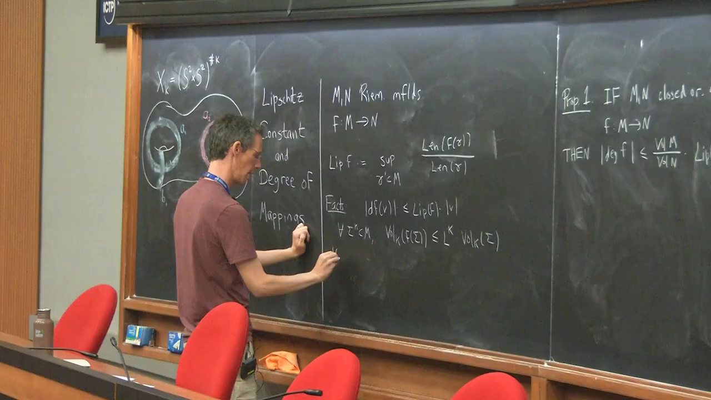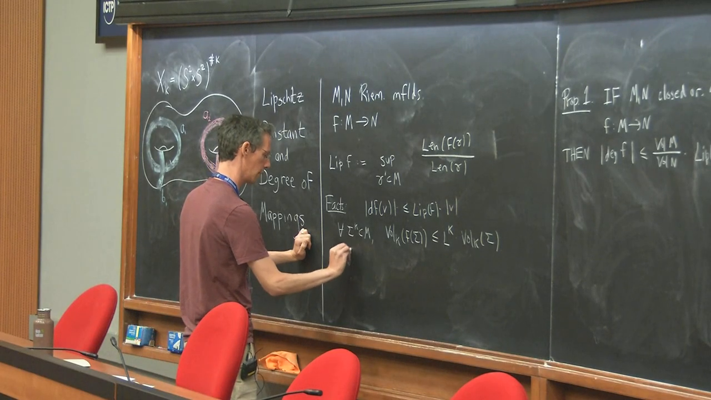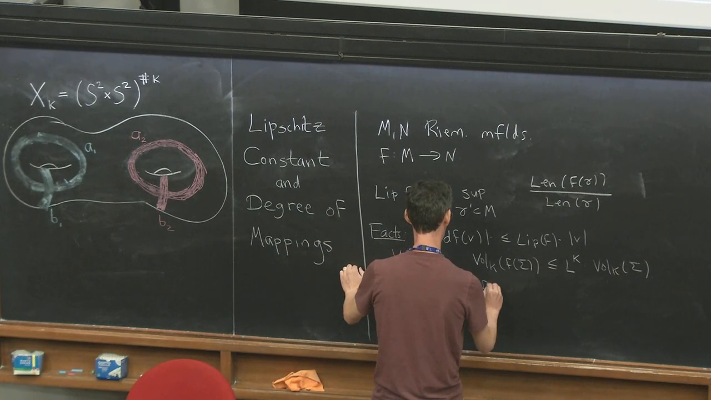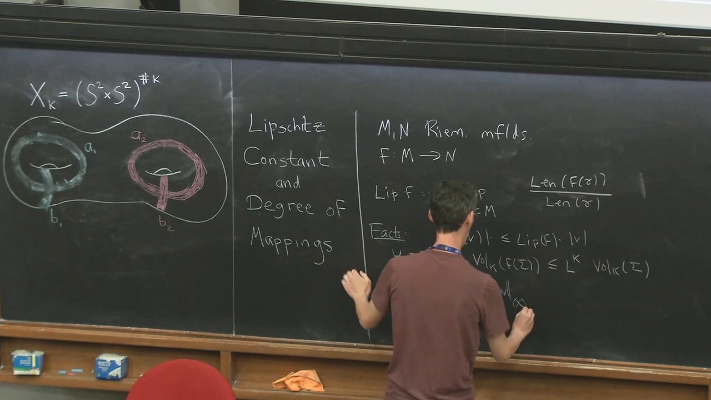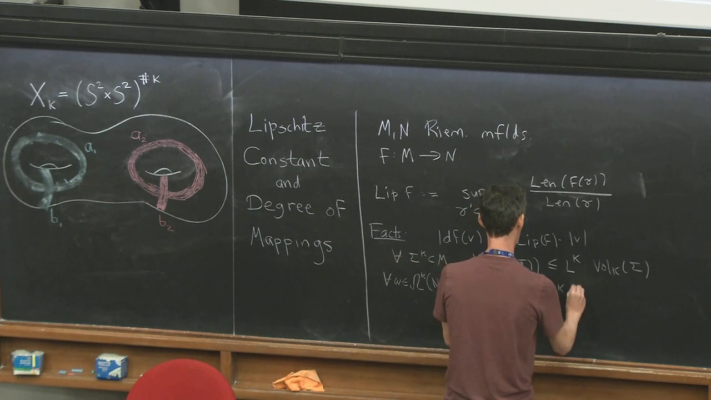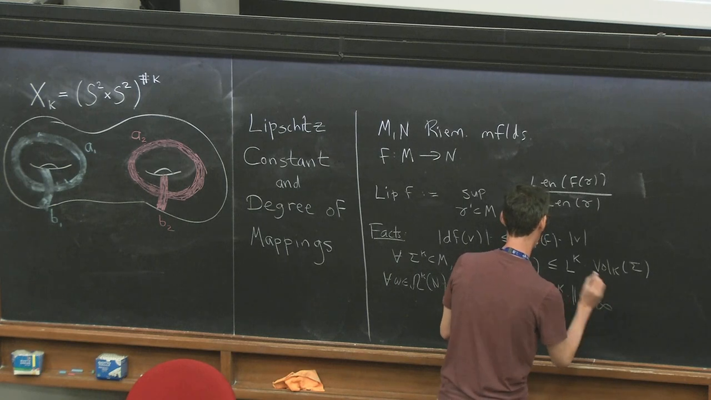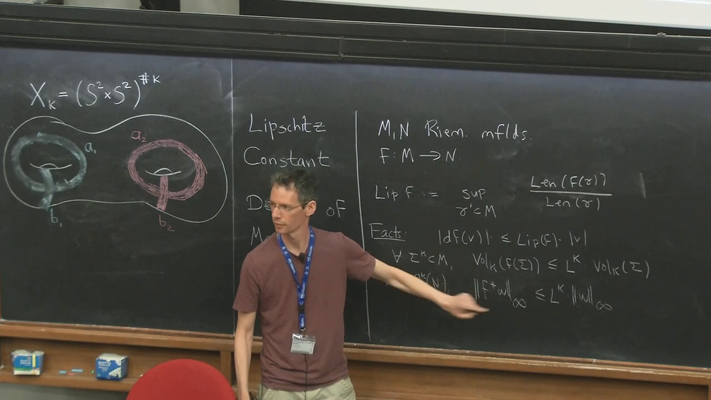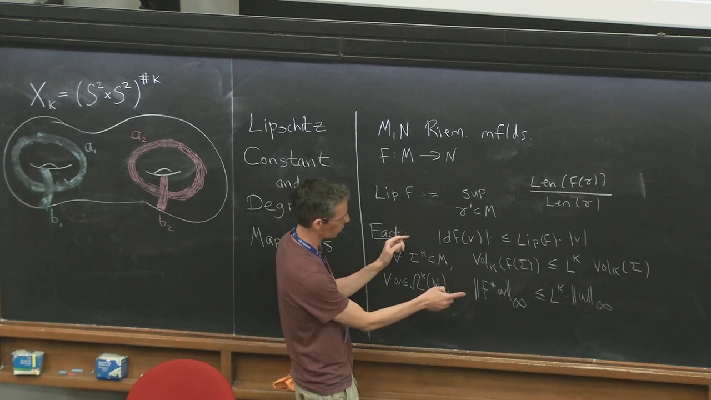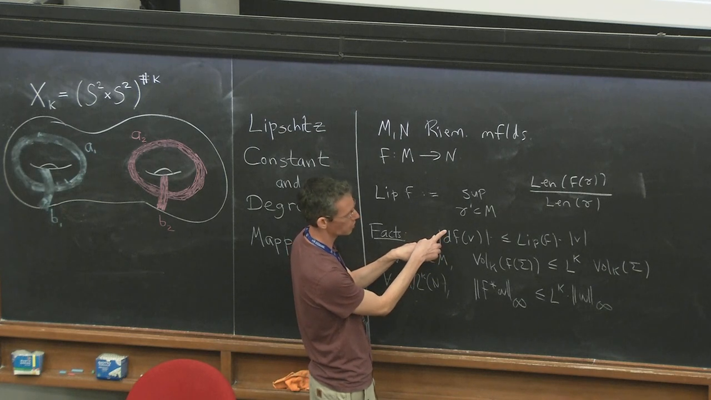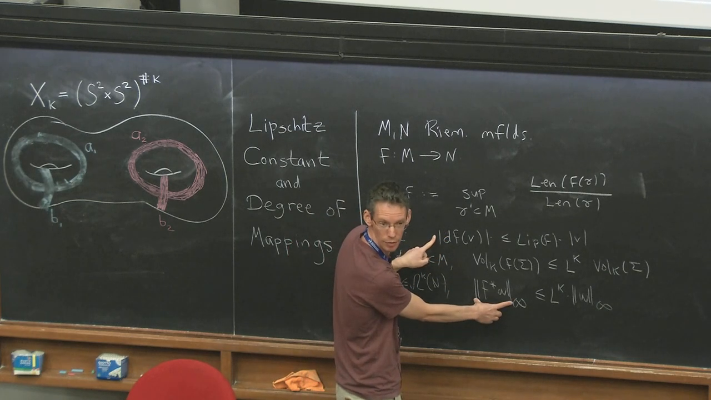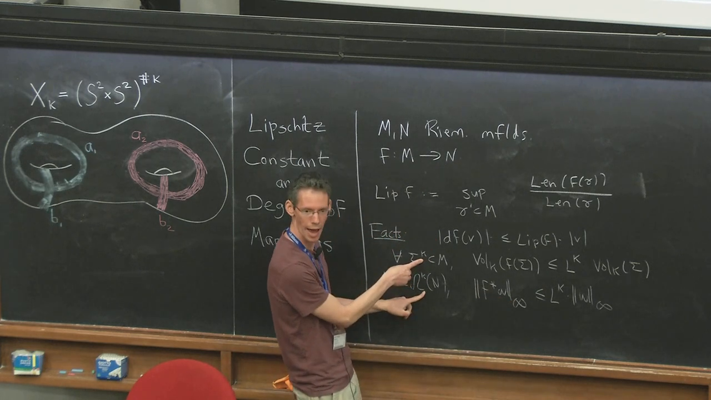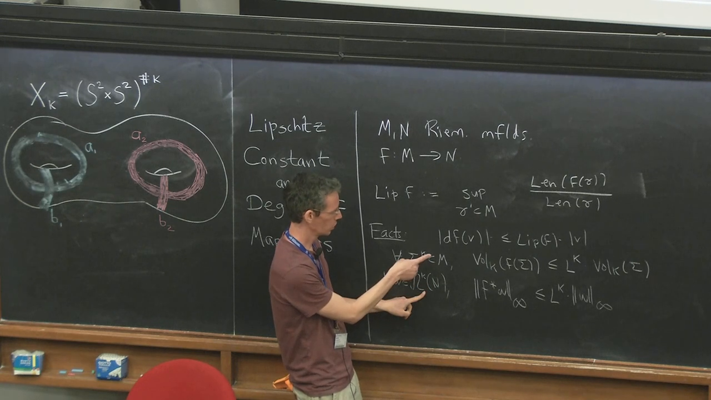So if I have any omega, which is a K form on the target, and I pull it back, here's what happens. The L infinity norm of the pullback is bounded by L to the K times the L infinity norm of the form. So this one is on N, and this one is on M. Okay, so this isn't hard to prove. I won't do the proof. But if you take this fact about tangent vectors and plug it into the definition of L infinity, it pops out. Another way to think about it is that K forms are sort of dual to K manifolds, and this fact is dual to this fact.